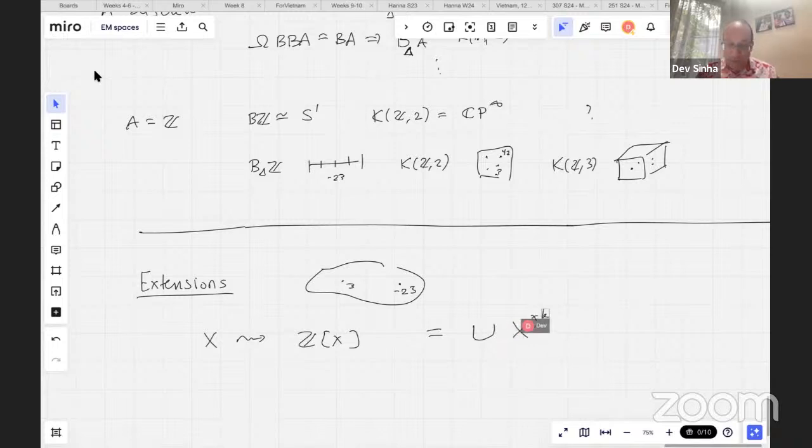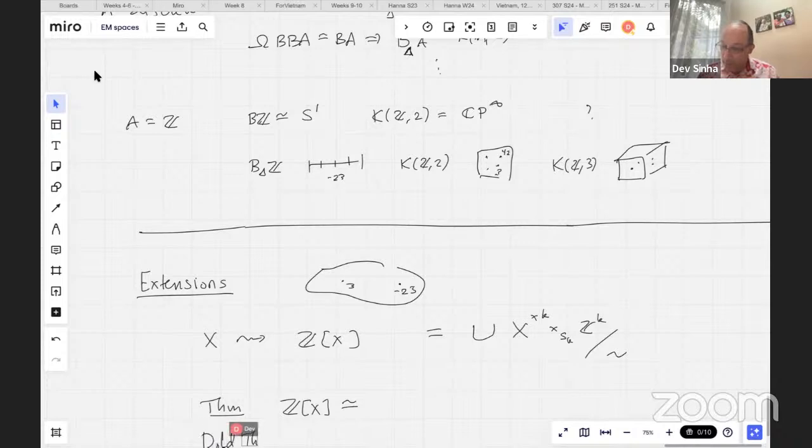Maybe I want it based, cross over S_k, Z to the k, with relations very similar to my B delta, my B_n delta, right? And then there's a theorem that in that case, this space is homotopy equivalent, and this is the Dold-Thom theorem, is homotopy equivalent to a product of the K(π_i X, i), in degree i.